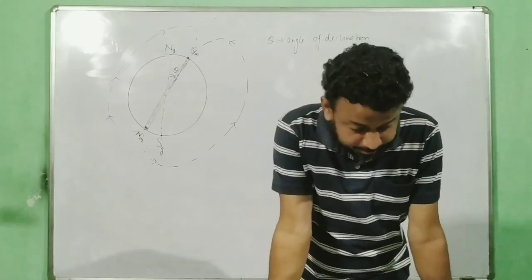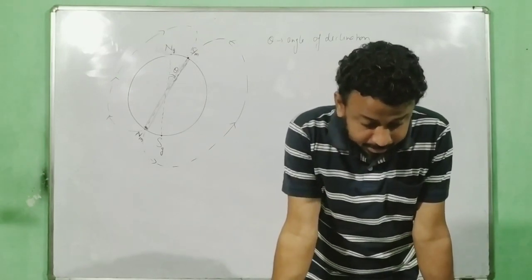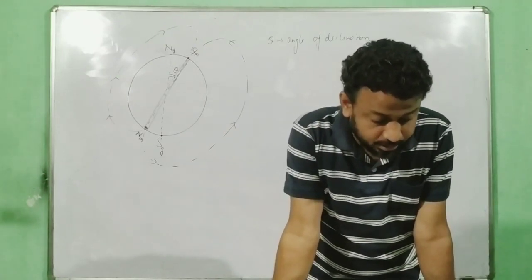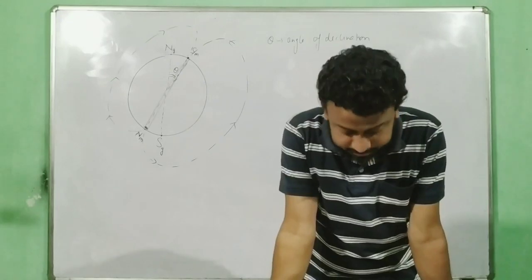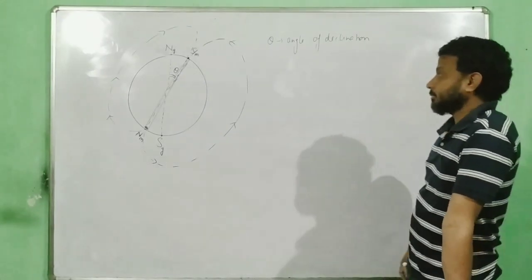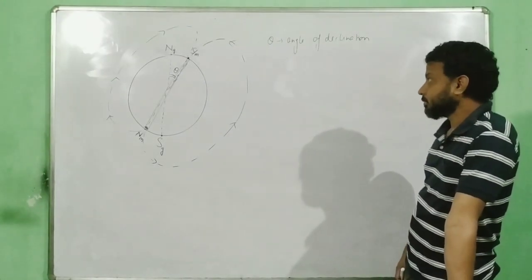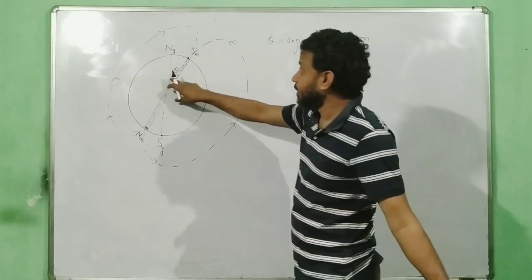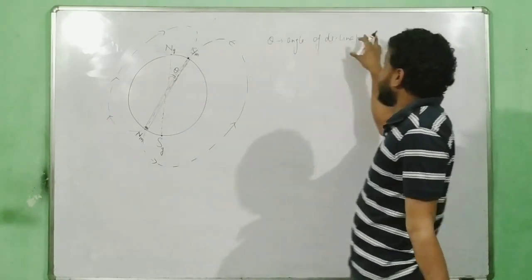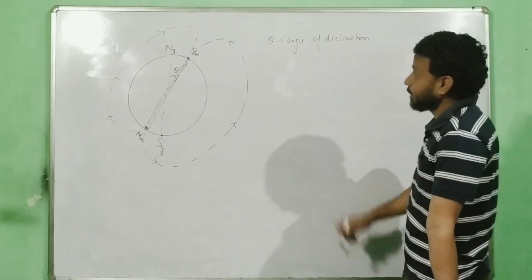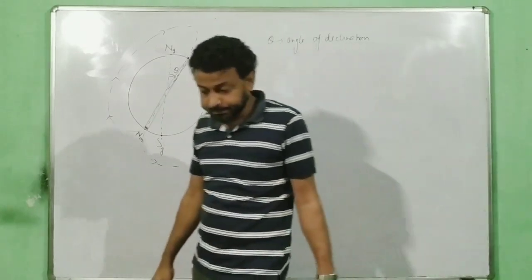So at any place, the acute angle between the magnetic meridian and the geographical meridian is called the angle of declination at any place. So right now we have found angle of declination at this particular point and that is how we are defining angle of declination.